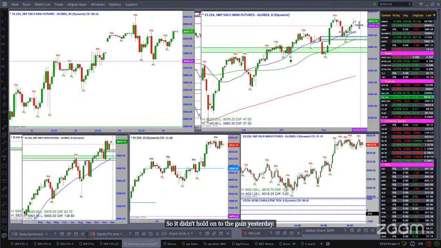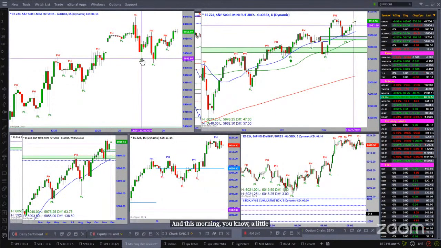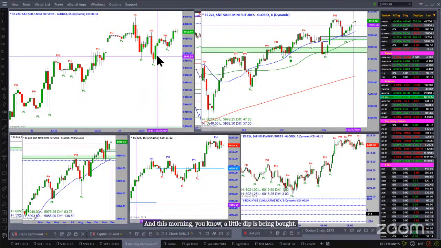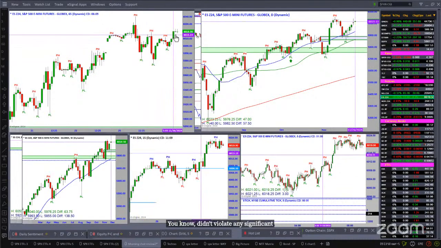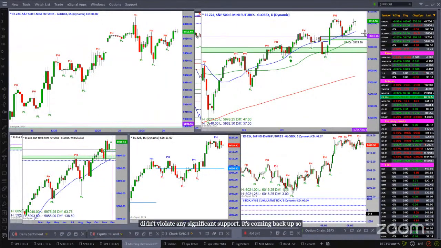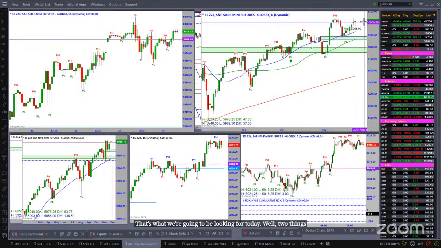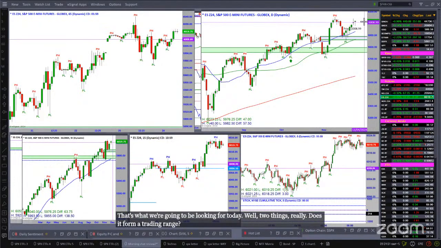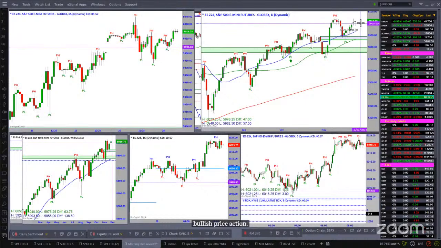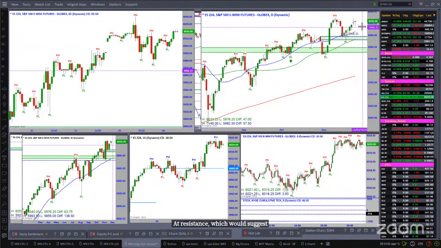And this morning, a little dip is being bought, didn't violate any significant support. It's coming back up. So, does it form a little trading range here? That's what we're going to be looking for today. Well, two things really. Does it form a trading range, bullish price action at resistance, which would suggest it's going to go higher, especially if this was to close with a bottoming tail bar?